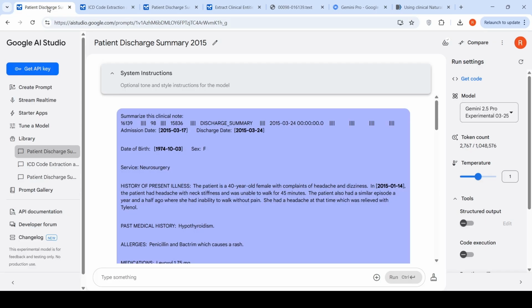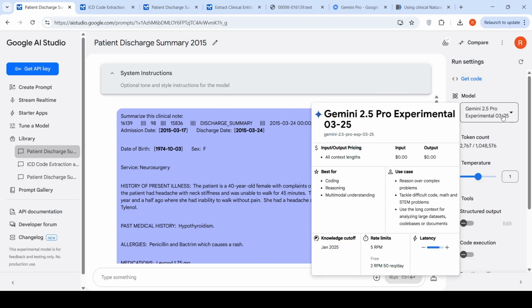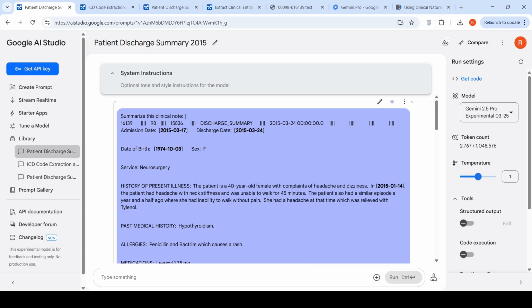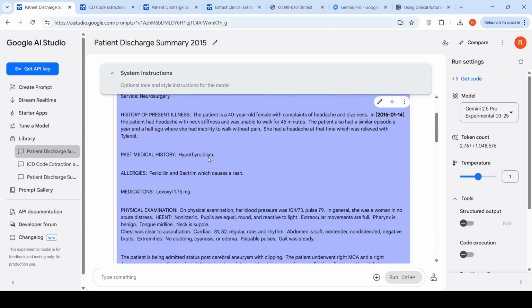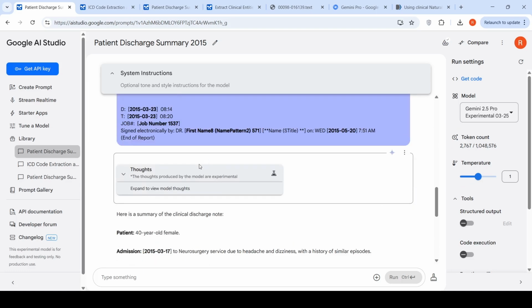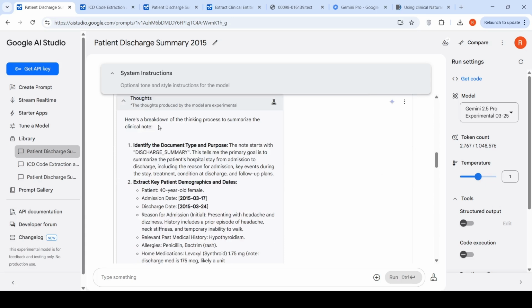Okay. So the first one which I tried was I gave this clinical note in Google AI Studio, right? So what I do is I create a prompt over here and I select Gemini 2.5 Pro experimental. This is the latest version. This has reasoning capabilities and I say summarize this clinical note and I paste that text over here. Okay. So what it does is this thinking over here. It gives a breakdown of the thinking process to summarize the clinical note.